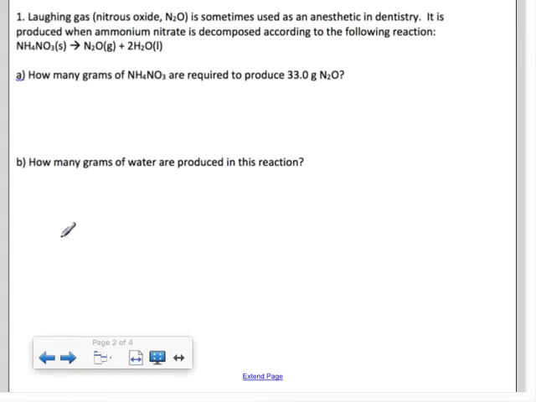So question 1 was dealing with laughing gas, nitrous oxide, how it's used as an anesthetic in dentistry. Here's the chemical equation. And they want to know how many grams of NH4NO3 are required to produce 33 grams of N2O. Okay, so step 1, start with what you're given. They give me 33.0 grams of N2O, so that's what I'm going to start with.